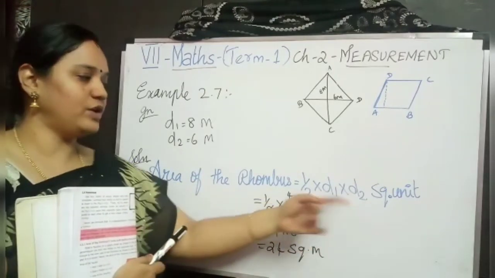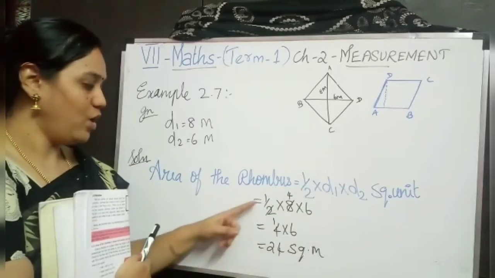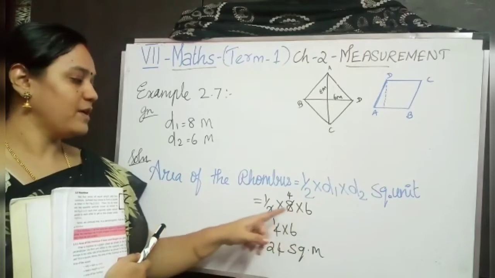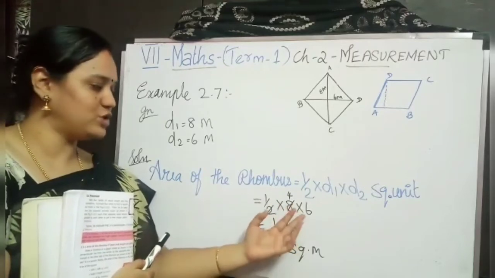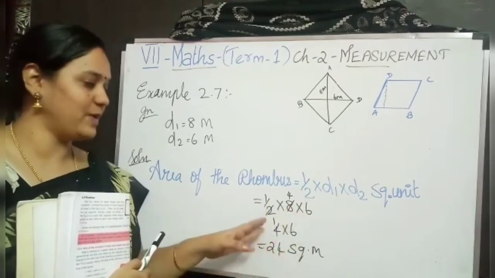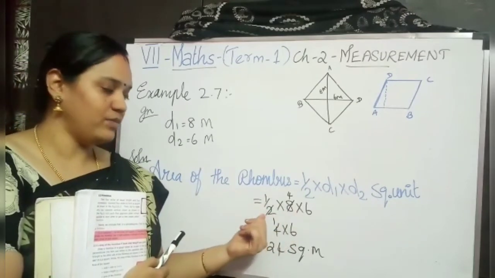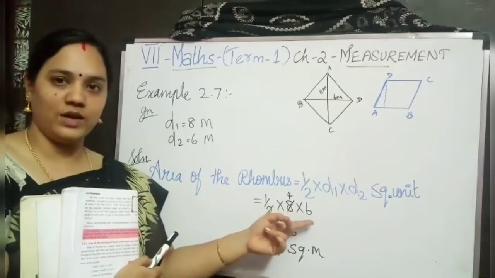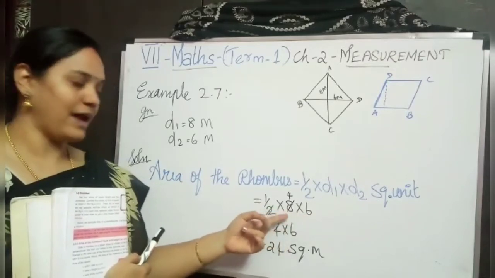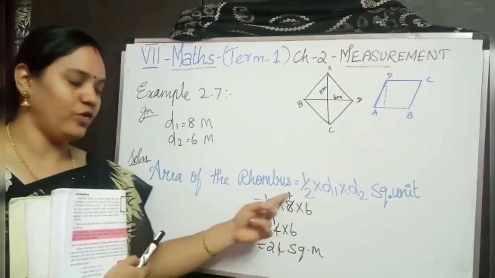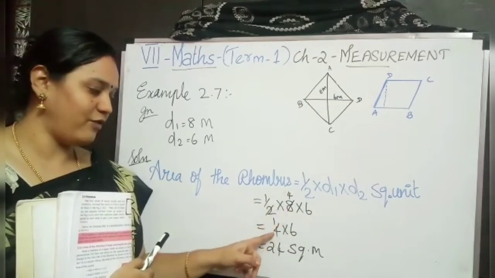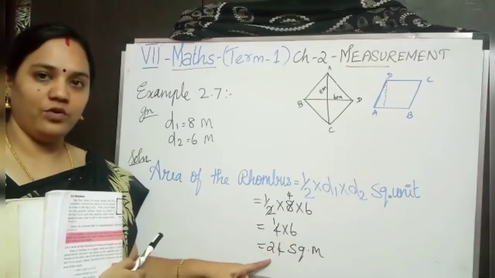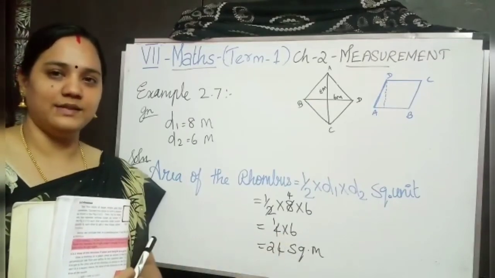So half into D1 into D2. I have substituted the values: 1 by 2 into D1 is 8 and D2 is 6. Now either you can multiply these two numbers and divide by 2, otherwise we can cancel. Either 8 you can cancel, or else you can cancel 6. I am cancelling 8. So 2 4s are 8, balance 4 and 6. So 4 into 6, 6 4s are 24 square meter is our answer.